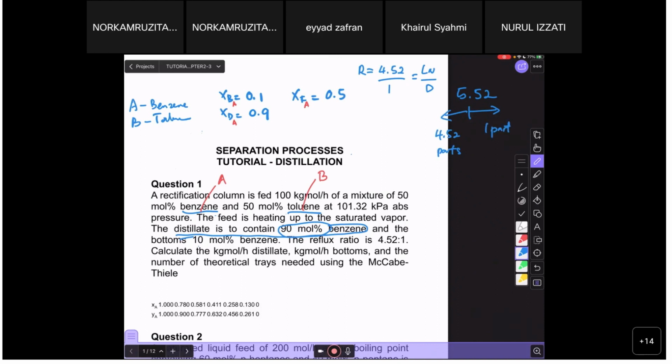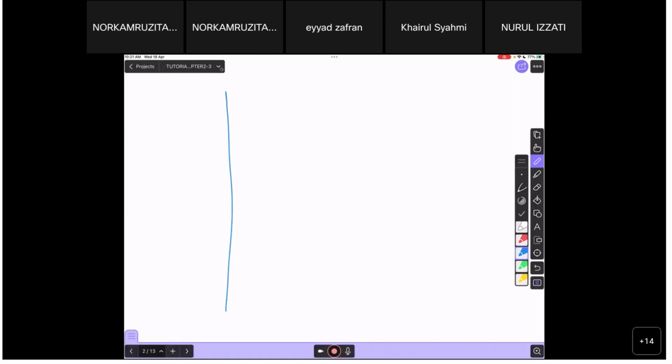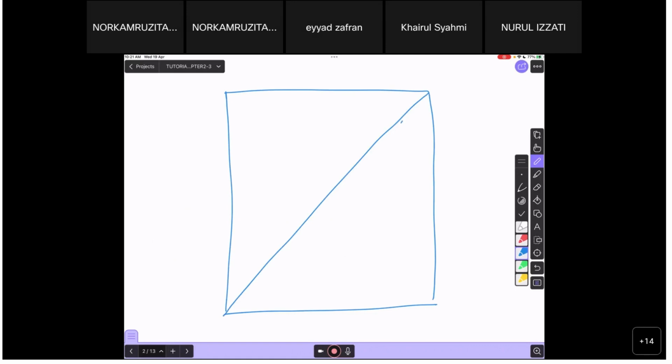So don't be confused. You want to calculate the number of theoretical trays needed using the McCabe-Thiele method. So use what we used earlier. When you do the graph, do it like before and insert the values. I want everyone to understand today, I don't want anyone left behind. Insert XD, which is XDA equal to 0.9, insert XF, XFA, which is 0.5, and XB, XBA, which is 0.1, and then draw the curve.